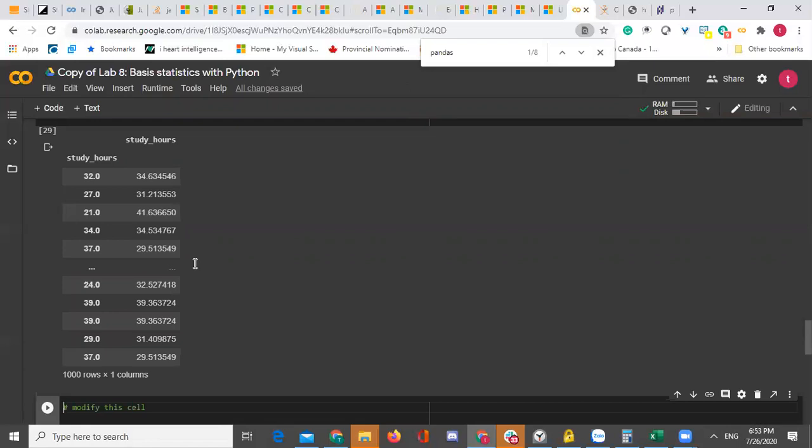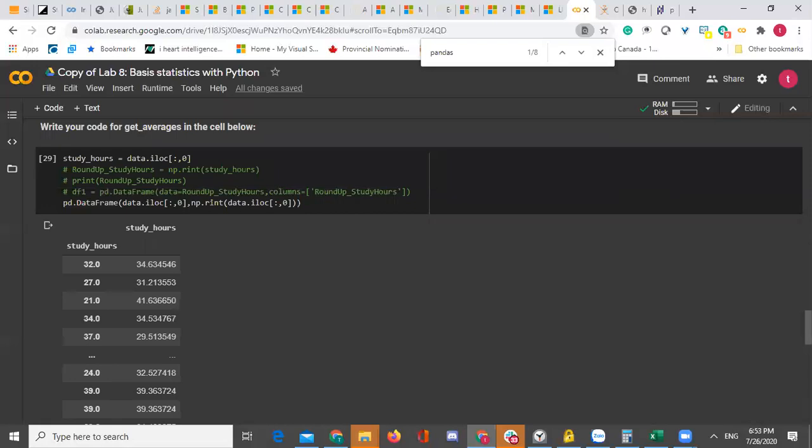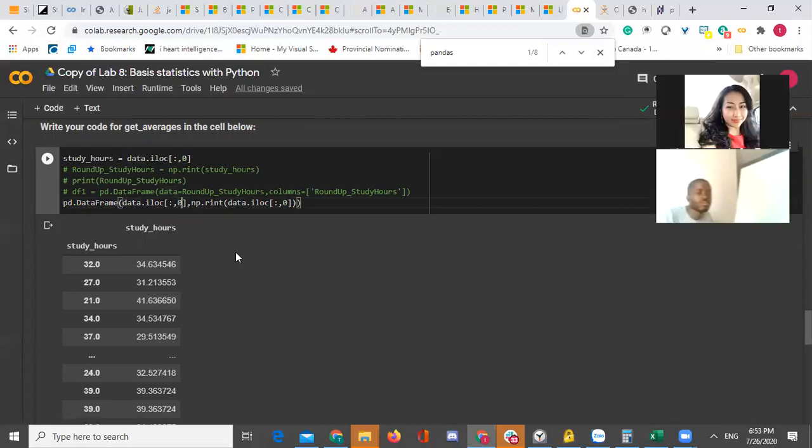No. Why is this wrong? Why is it wrong? No. He took the second value as the index. It's not right. Oh, so I need to index. Okay.